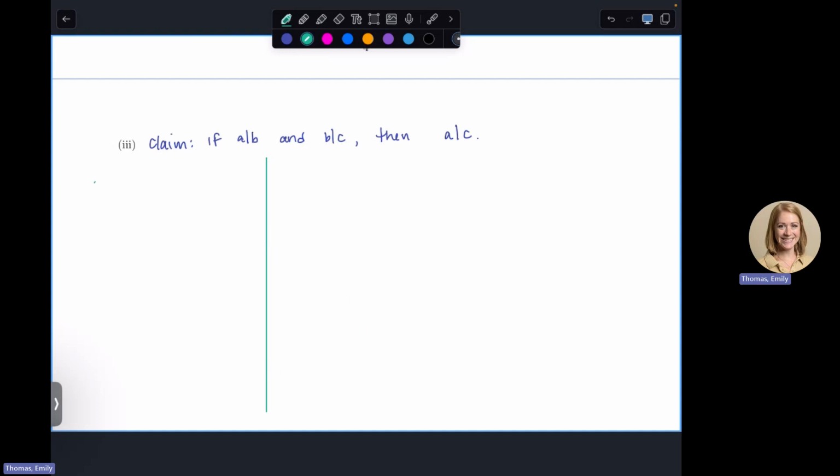Okay, so our scratch work here. What is our ultimate goal? Tell me that first. What are we trying to show? Ruth, I want you to do this. What are we trying to show ultimately here? A divides C. Cool.